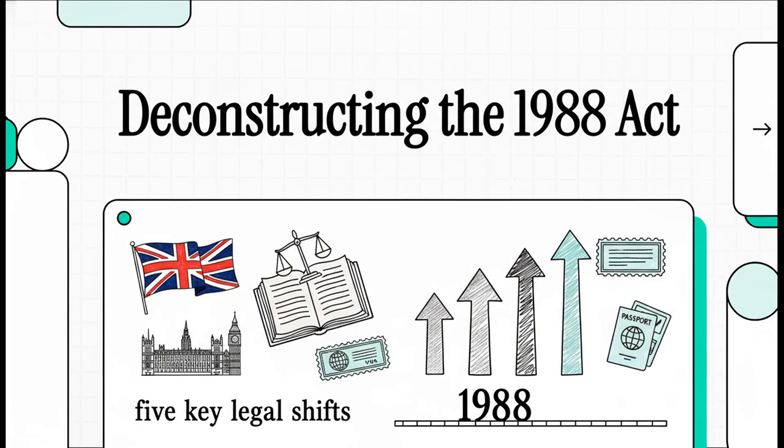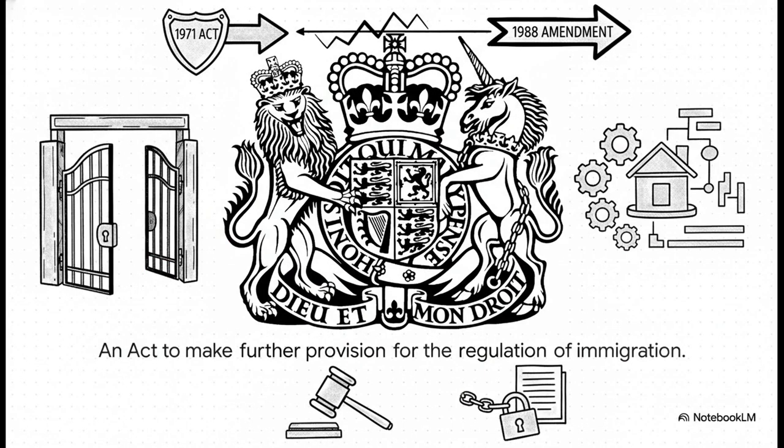All right, let's dive right in. Today, we're deconstructing the UK's pivotal 1988 Immigration Act. This one's a big deal because it introduced some major legal shifts that fundamentally reshaped the country's entire approach to immigration. So you gotta understand, this wasn't just some minor tweak to the 1971 law. No, this was a fundamental overhaul. It dramatically changed the rulebook on who could enter the UK, who could stay, and how those rights were enforced, really setting the stage for decades of policy that followed.